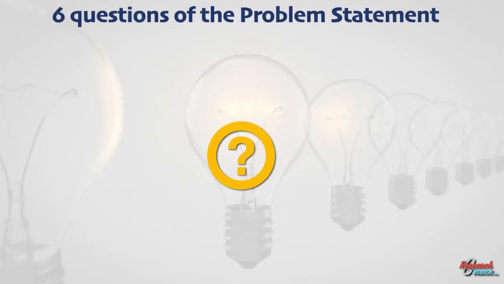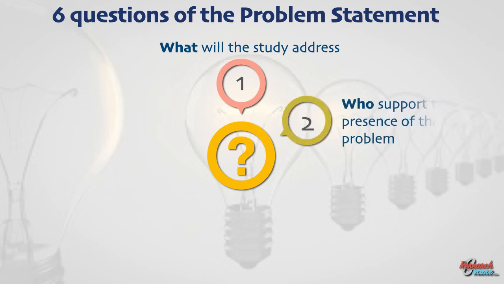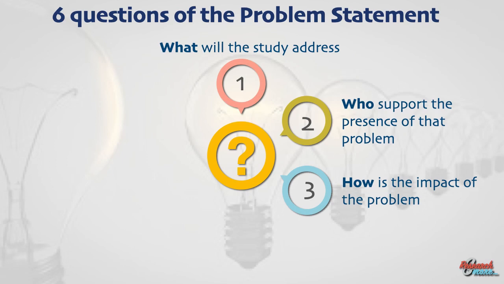A well-formulated problem statement must also be able to address these 6 questions. The first being the question of what. A good statement of the research problem must clearly state what is the problem the research will address. Secondly is the question of who. The research problem must state some scholarly literature references that support the presence of that problem and describe the nature of their support. Third is the question of how. The research problem must describe the impact of the problem.